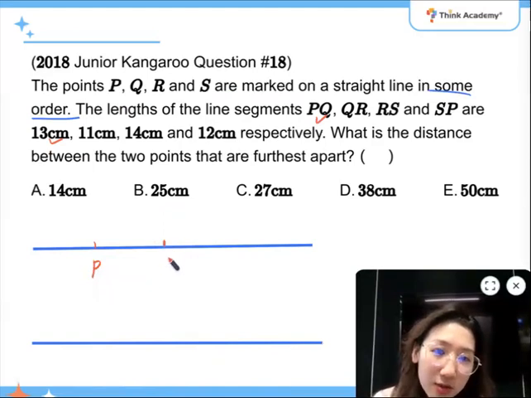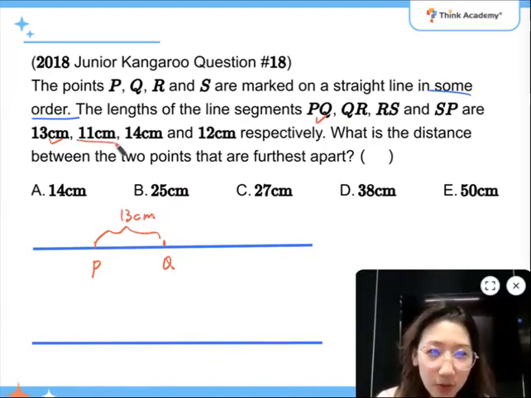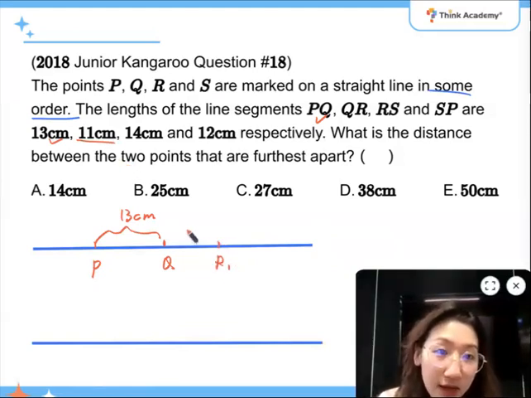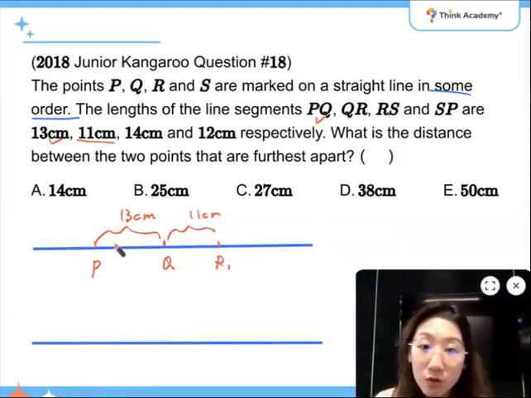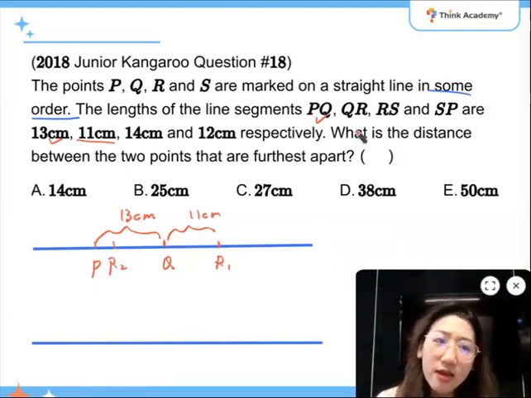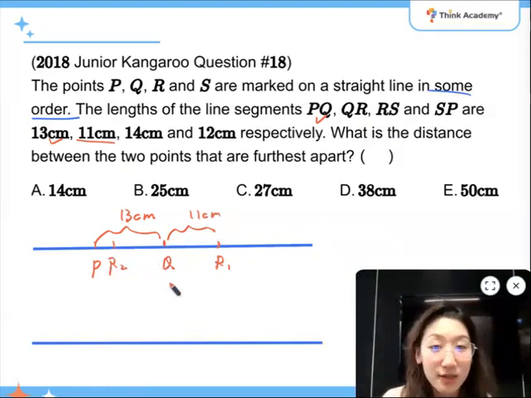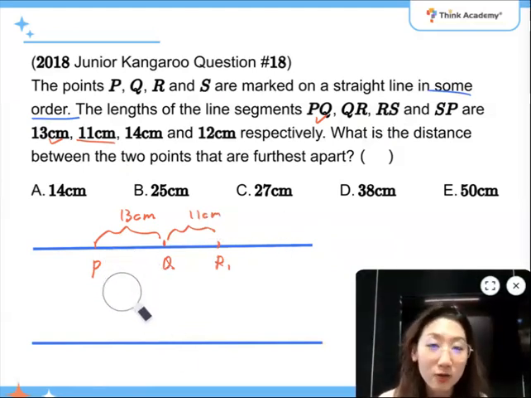So if you start with PQ, this is PQ, and we know it's 13 centimeters. And then when you say QR is equal to 11, everyone think about it. Where could the R be? The R could be on the right side, and this would give you 11 for this bit. However, it could also be on the left side. So it could also be here. And then when we move to RS, S could also be on the right or on the left.